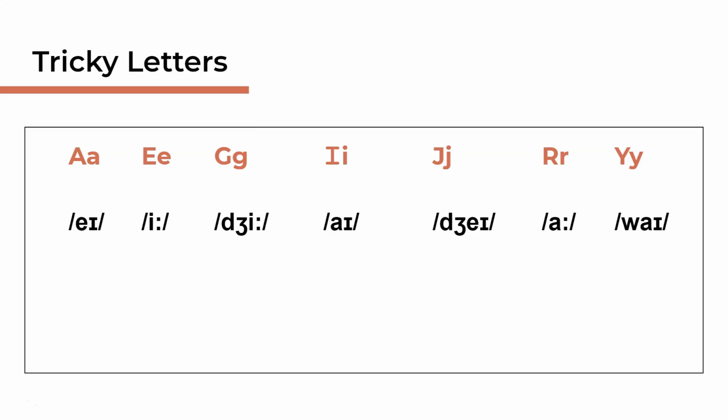Some of them we had before. These were the vowel letters A, E, and I, but there are a few consonants that can be tricky too. G, J, R, and Y. The last one is really like the question word, why? Why is this so difficult? And the consonant R is really like a vowel sound.